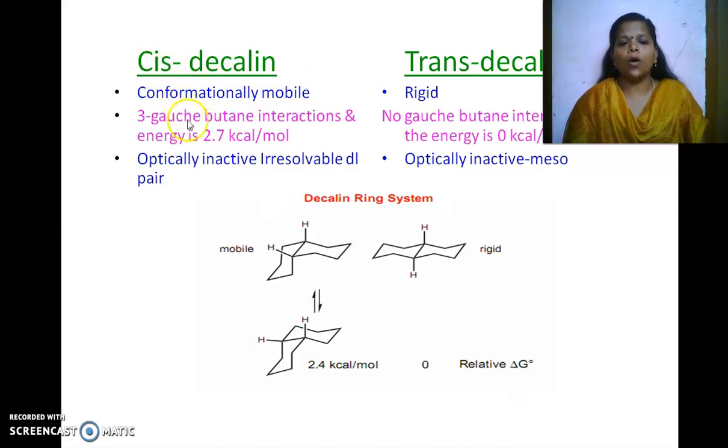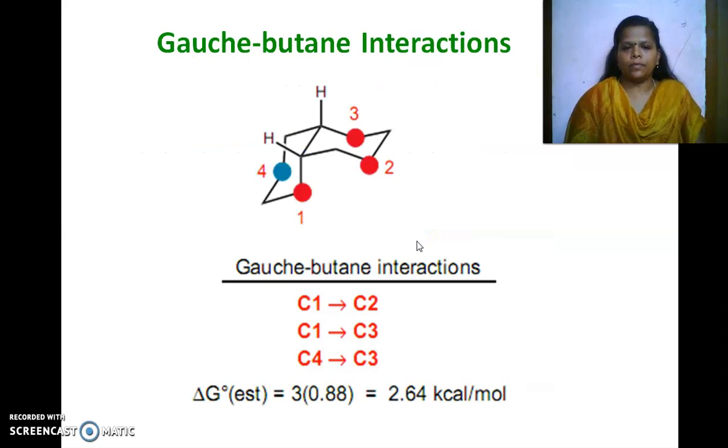Cis decalin is optically inactive because it exists as an irresolvable DL mixture, and trans decalin is also an optically inactive compound because we can put a plane of symmetry here, so it is a meso compound. So from this we can say cis decalin is conformationally mobile and trans decalin is a rigid one, with energy 2.7 here and 0 kilocalories here, and both are optically inactive.